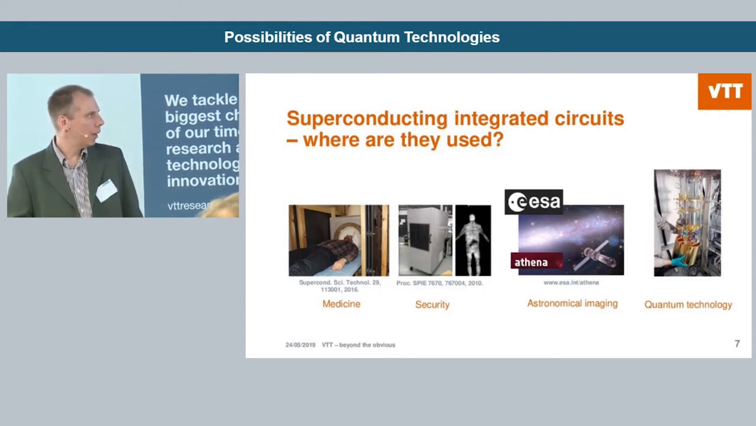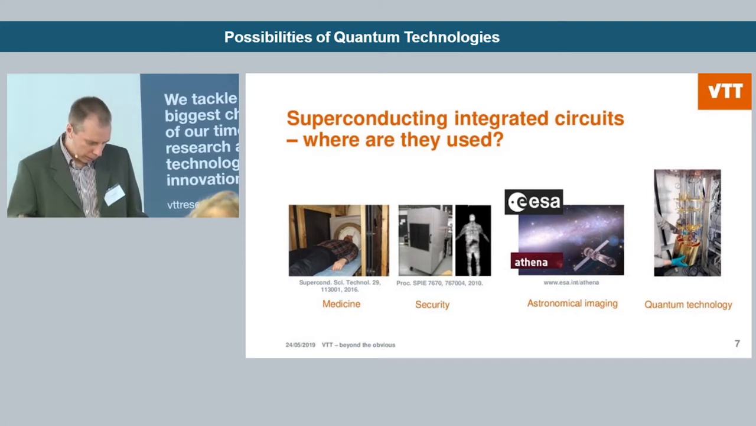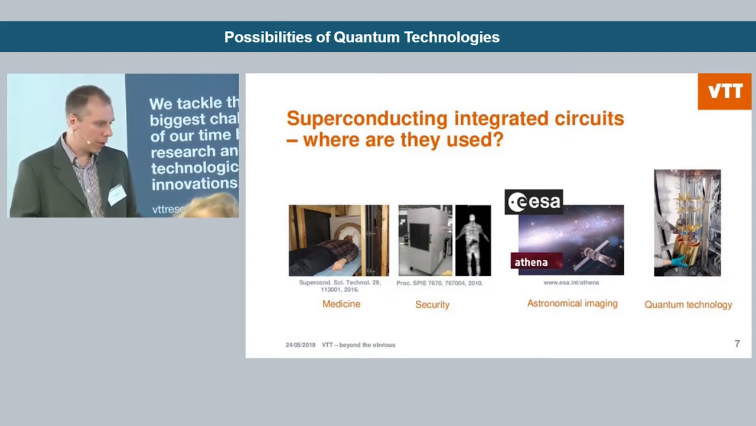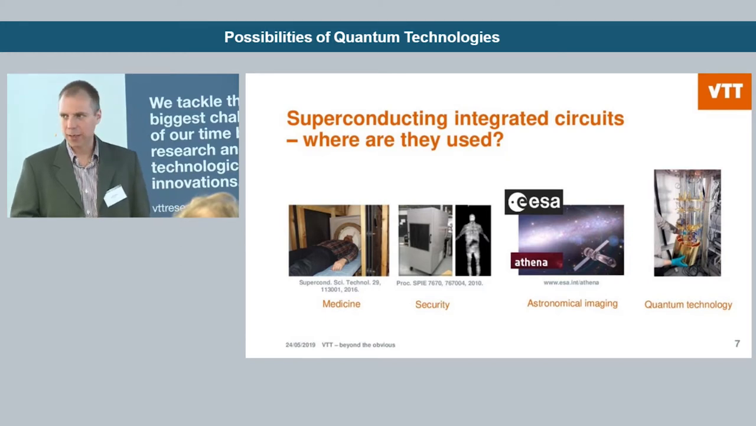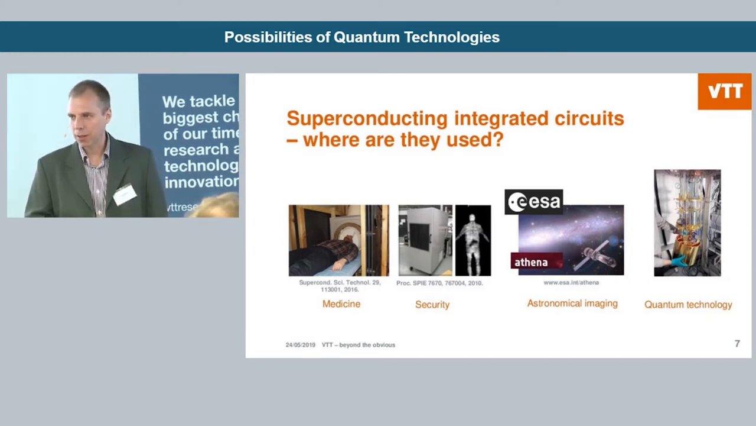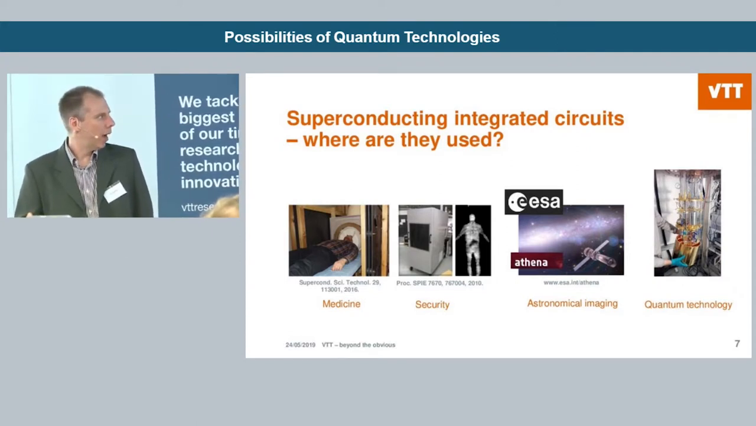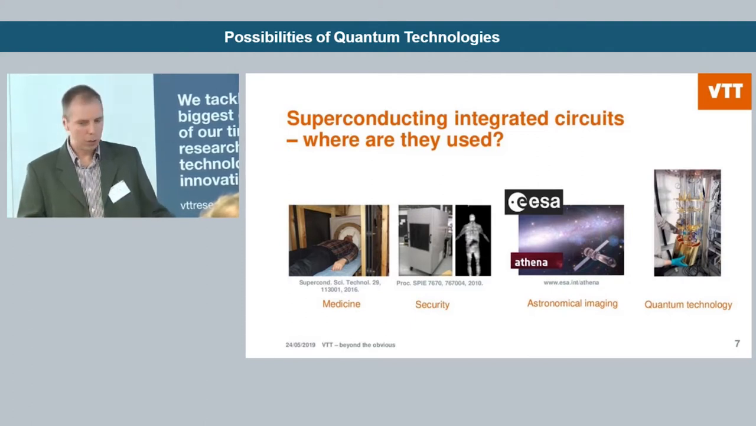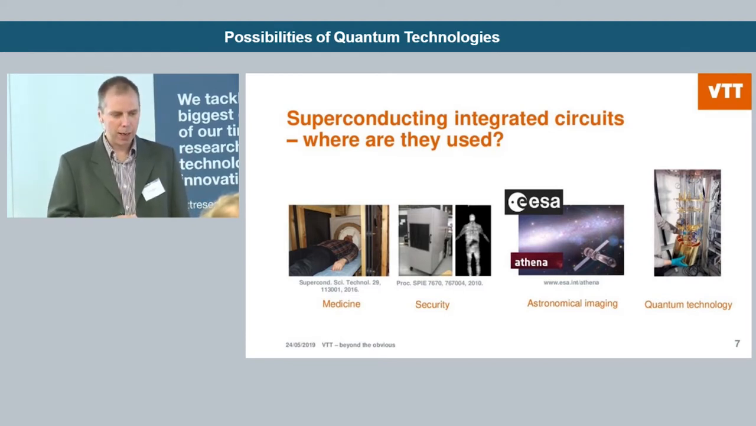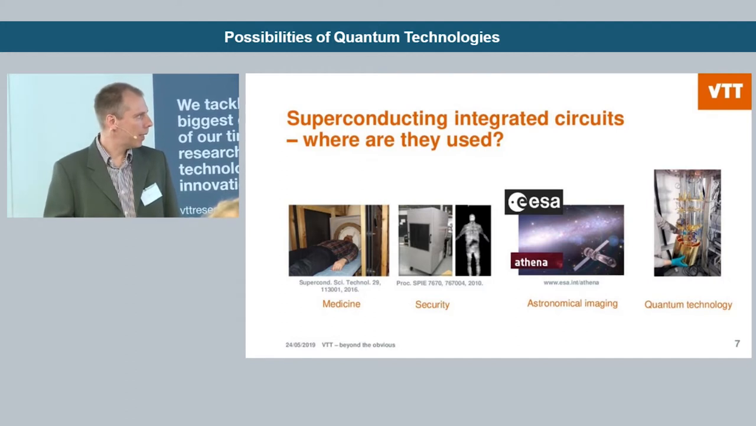So if you think of medicine, really, these are also the early pioneering works. Since the 90s, there has been commercial activity in a Finnish company nowadays called Megin, who is selling magnetoencephalography systems, a sort of brain imaging method using superconducting quantum interference device technology originating from VTT. Actually, we have in the audience today Jari Penttilä, who is commercializing VTT's SQUID products here. This is an early prototype from VTT in security imaging, so you can see what people are hiding under their clothes. Today it is commercialized by a spin-off company from VTT and Aalto called Askella, which is selling these commercially.